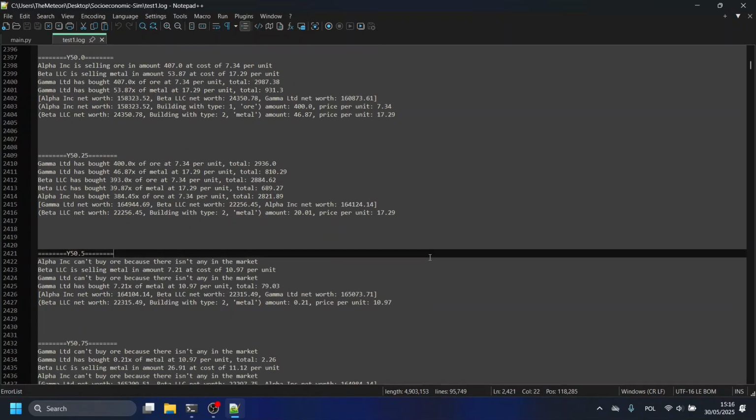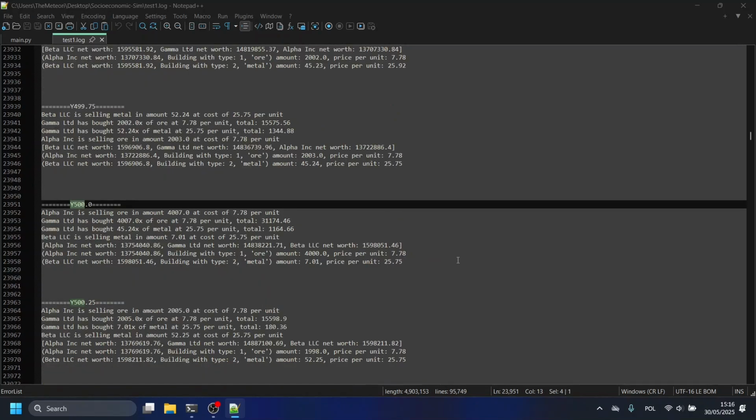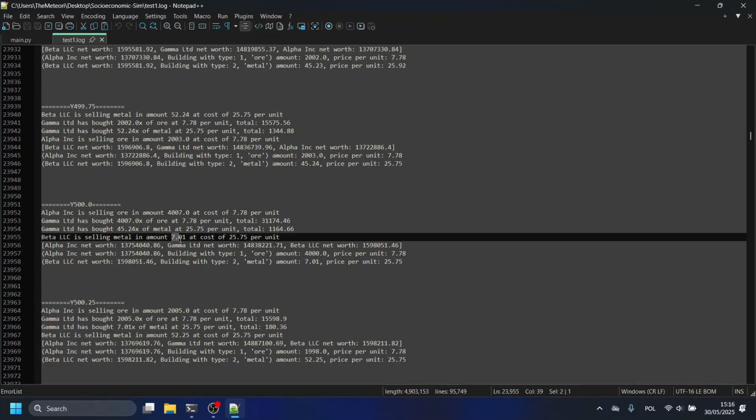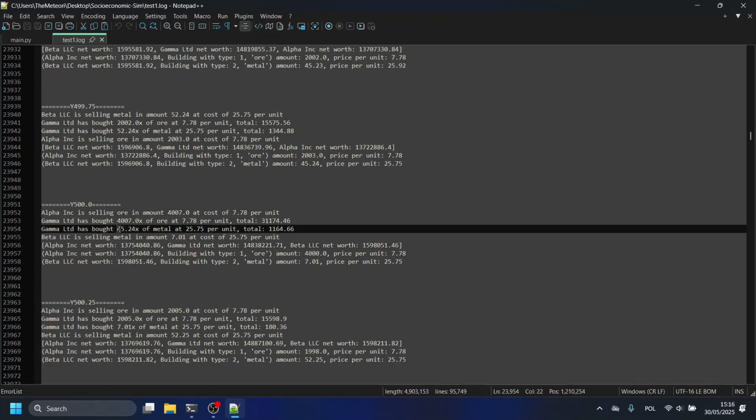So, jumping up to, I don't know, 500, we can see that Alpha is once again selling huge amounts of ore and actually quite cheap, while Beta is only selling 7 metal. And I mean, yes, they did buy 45 metal just last turn. However, it's not really that much. You can clearly see that metal is less profitable in this case.